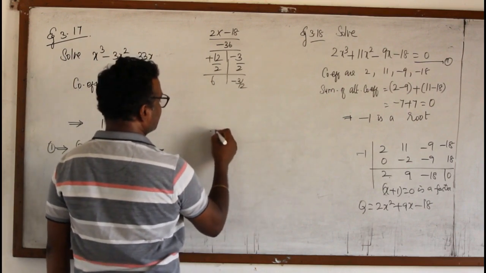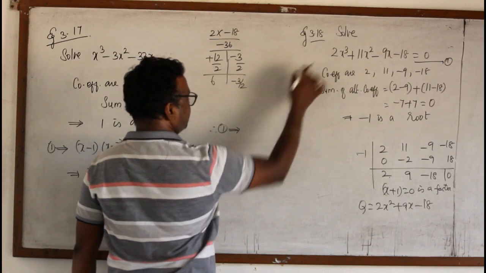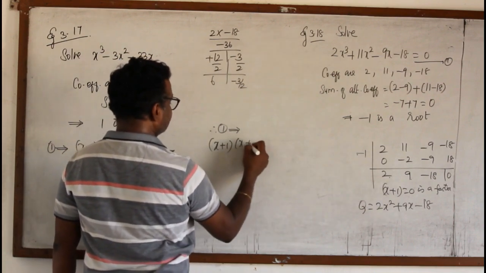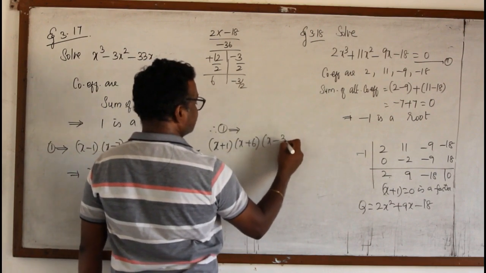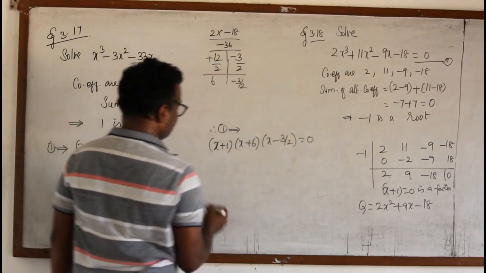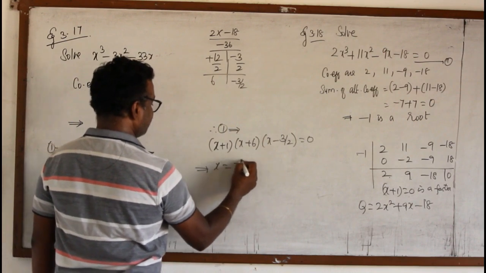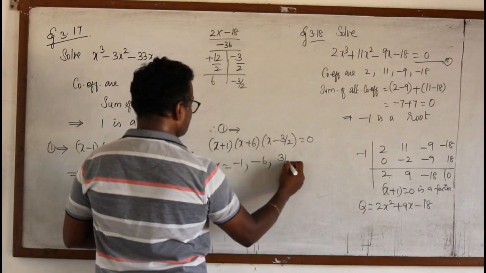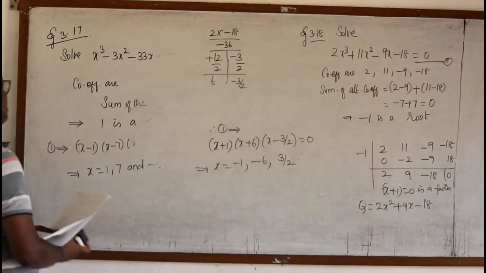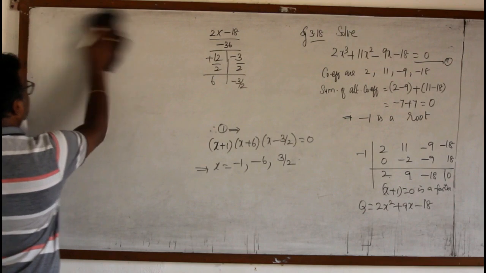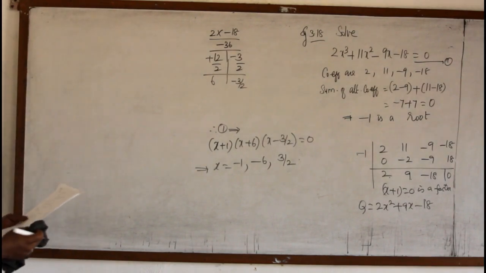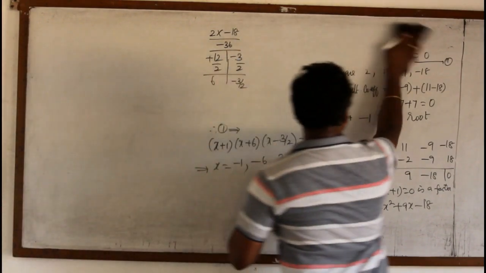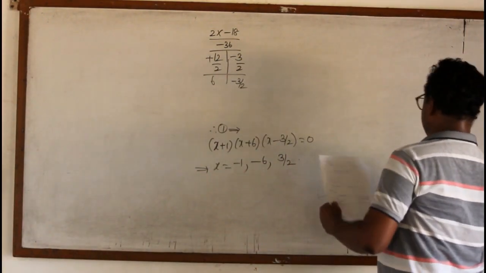Therefore, it can be written as x plus 1, x plus 6, x minus 3 by 2 equal to 0. This implies x equal to minus 1, x equal to minus 6 and x equal to 3 by 2. Figure out all these values. This is example 3.18.